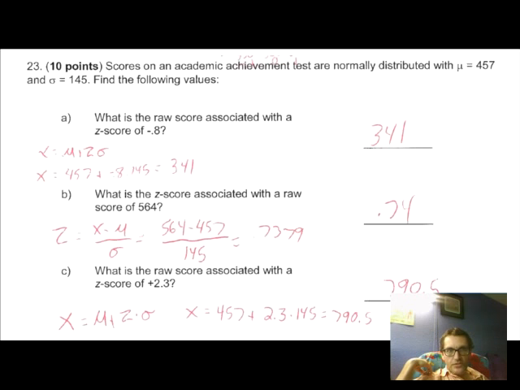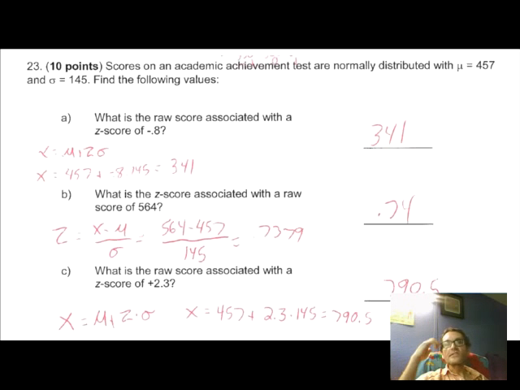The raw score associated with a z-score of 0.8. Oh, I see. A z-score of 0.8. So we just take the equation, x equals mu plus z sigma. I know the z-score. I want to know the x-score. There's the equation. So I pop in the mu, 457 plus -0.8 times 145 and just get 341.